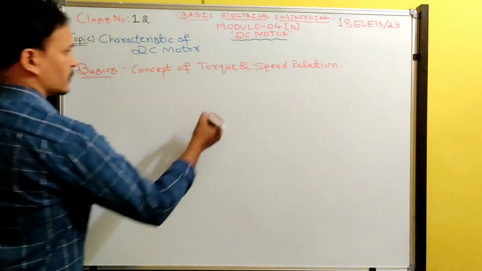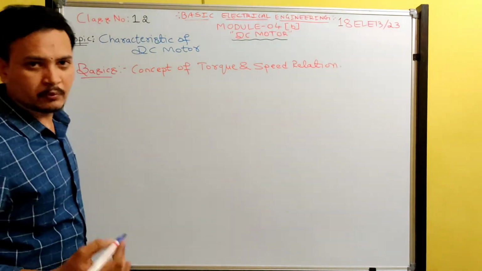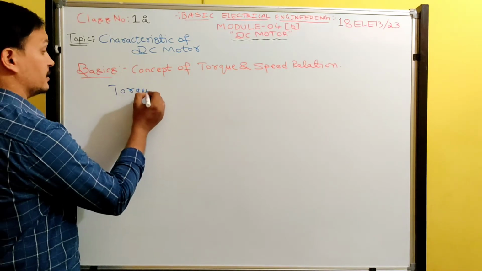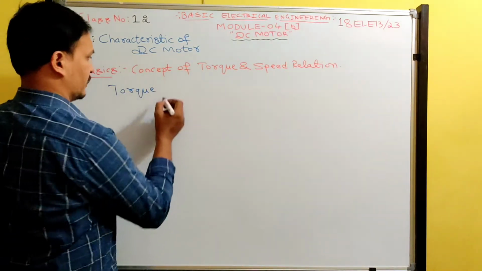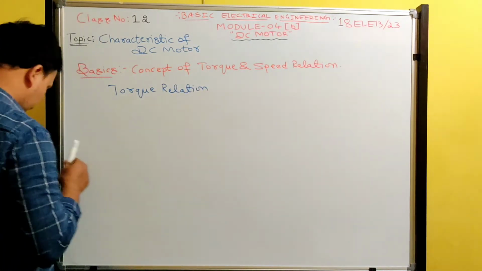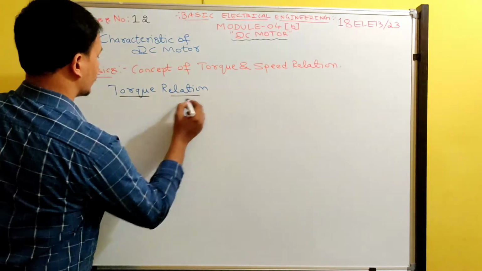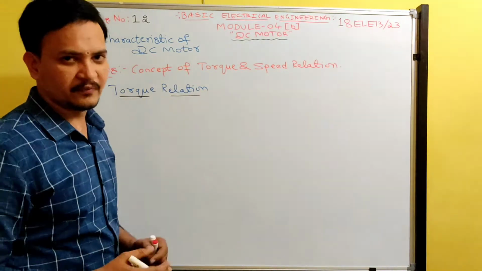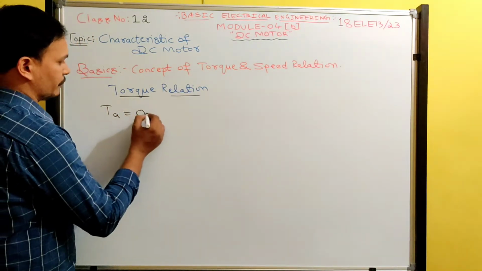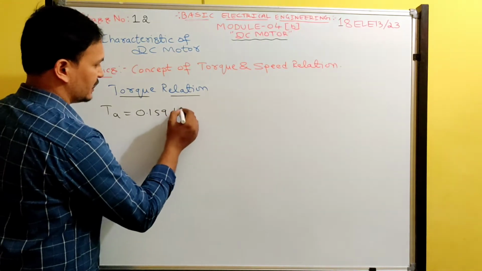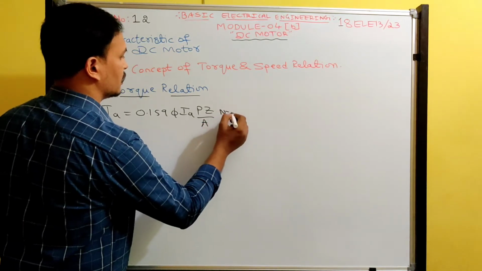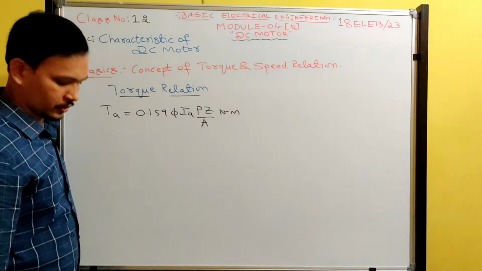So let's start. What is the torque relation and what will be the speed relation? Torque relation is different and torque equation is different. So first I will discuss torque relation. Look here. We know the torque equation of DC motor. Yes, very good. Ta is equal to 0.159 phi Ia into PZ by A. So this is the torque equation of DC motor.